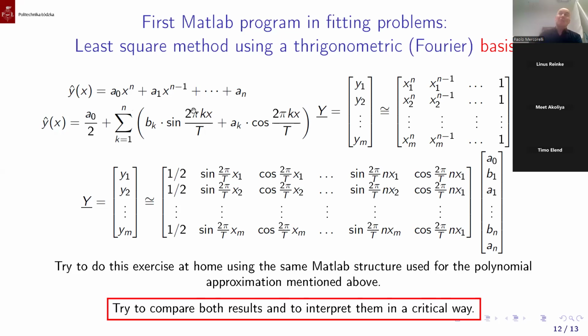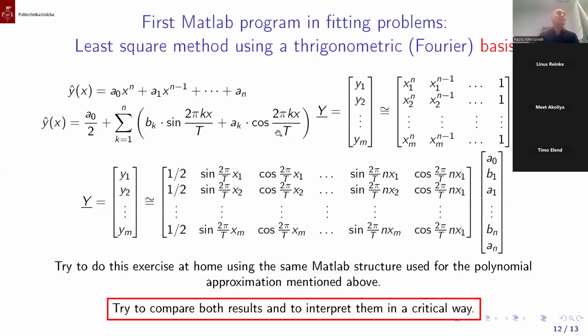Here, n is also present. The number of coefficients here is not exactly n plus 1, but 2 multiplied by n plus 1. Why 2 multiplied by n? Because we have a sine and a cosine. This does not mean that, given a set of data, here we have more coefficients than here. It depends on the data. This is very important to be understood.